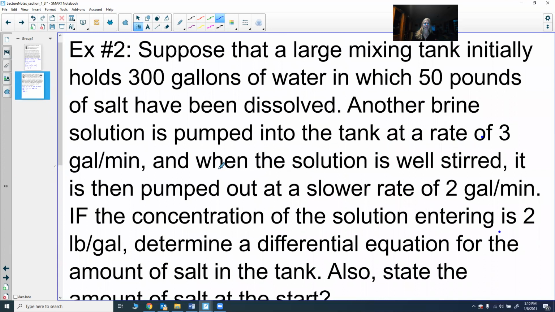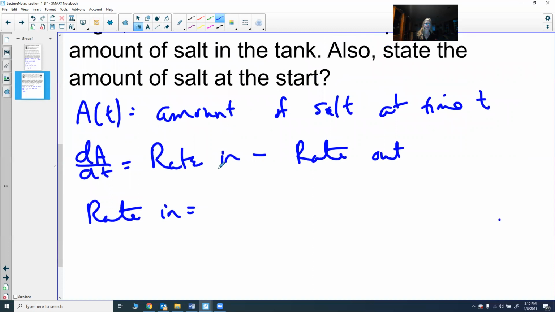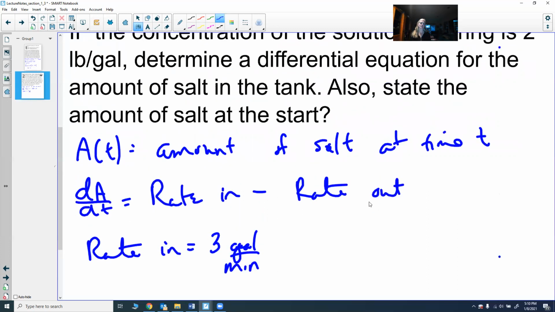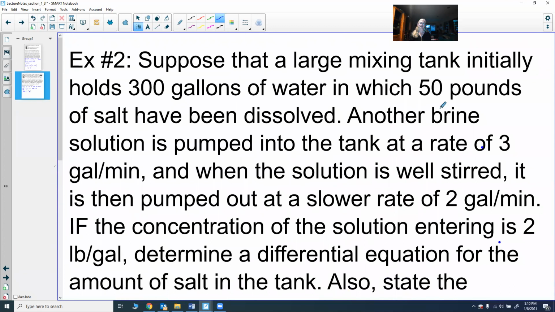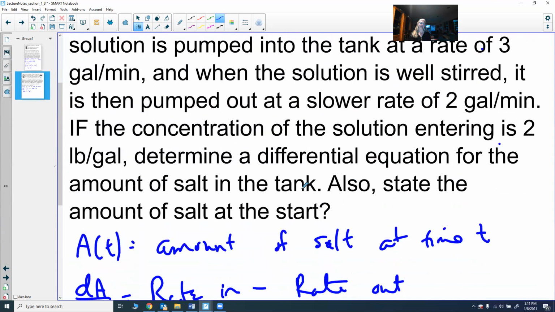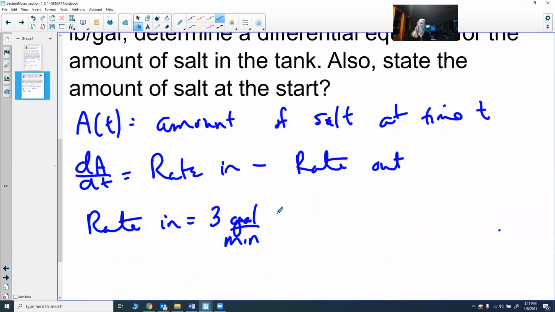Well, we know it's coming in at a rate of 3 gallons per minute. Well, that's cool. So we already know the rate in. It's 3 gallons per minute. Well, here's a slight problem. I know I have 50 pounds at the start, so the amount of salt in the water is 50 pounds. And I now have a rate in as gallons per minute. Well, if A is the amount of salt and that's in pounds, then this dA/dt is pounds per minute. But I have gallons per minute. So I actually use my units to help me figure out how to get these together.